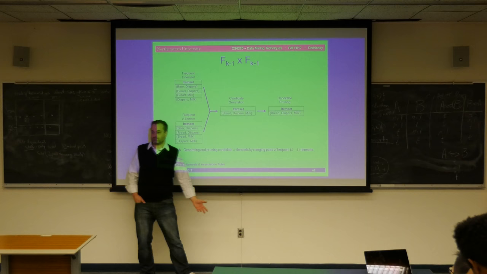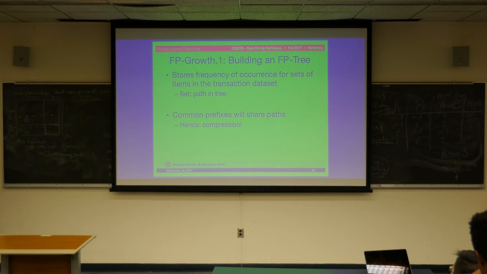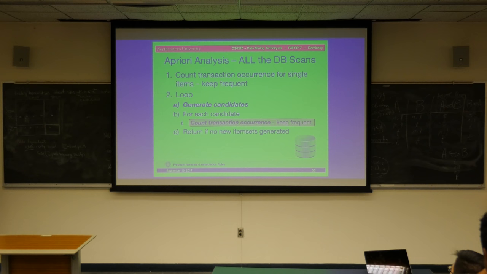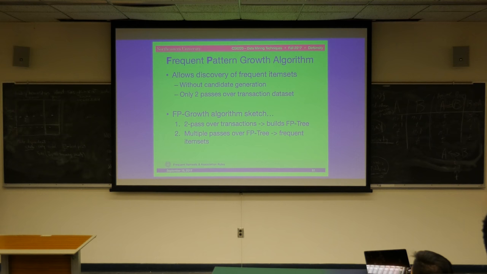Anyway, let me try to speed this up. What we really want to do is not do that, okay? We want to do something else. We want to create a data structure that facilitates this. And that data structure is something you play with in problem two, I think. It's called the frequent pattern tree, FP-tree growth, FP-growth. So how does that work?